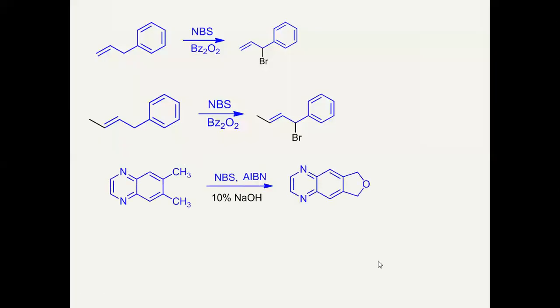Now see, this is the reaction before you, which has different reagents on the arrow. NBS is a brominating reagent. AIBN, just remember, is nothing but an initiator, which initiates or induces the free radical reaction, followed by 10% sodium hydroxide, which is the hydrolyzing or hydrolysis reagent. So this transformation is very simple actually.